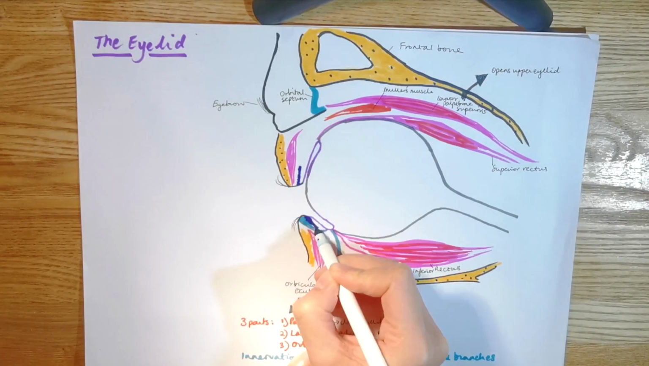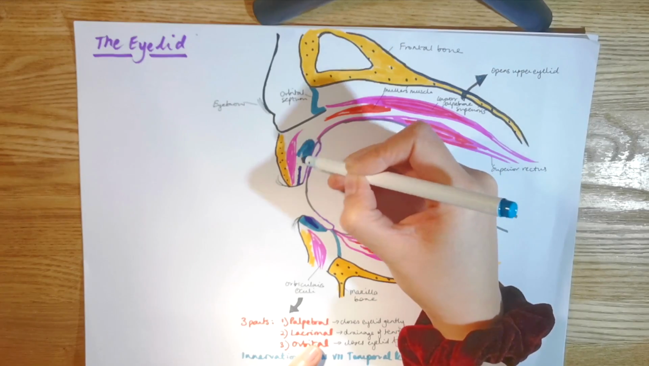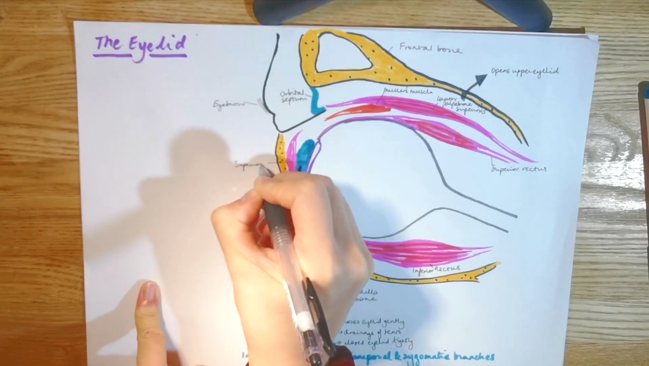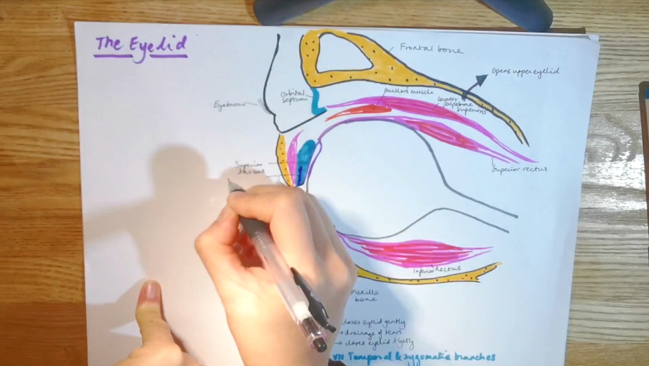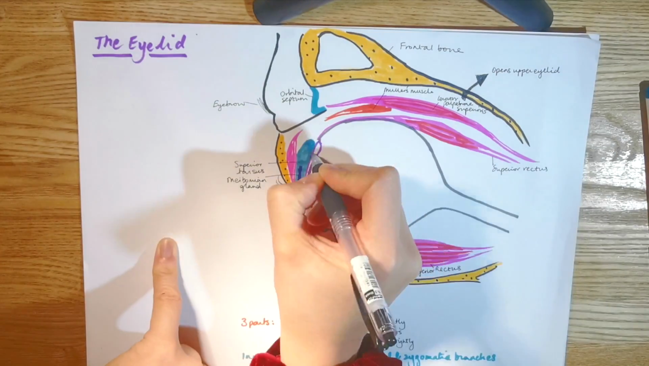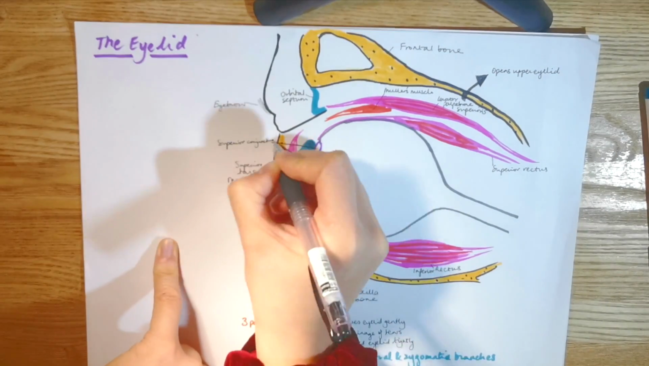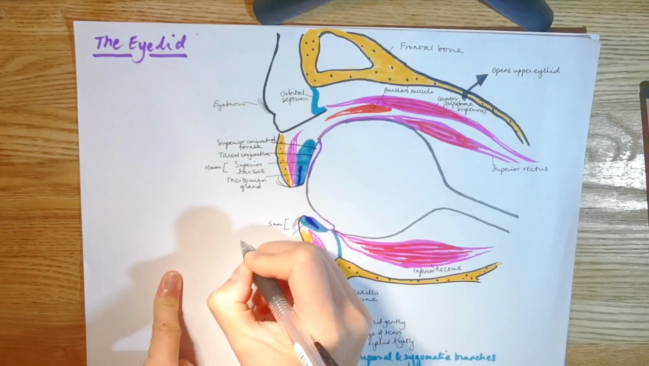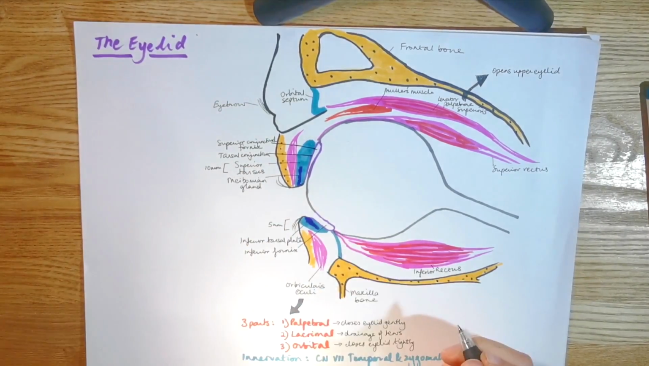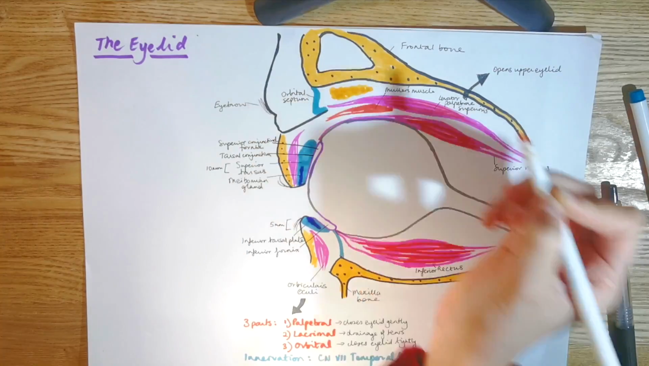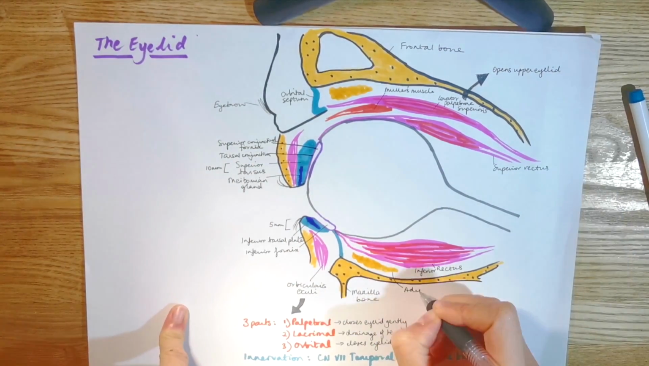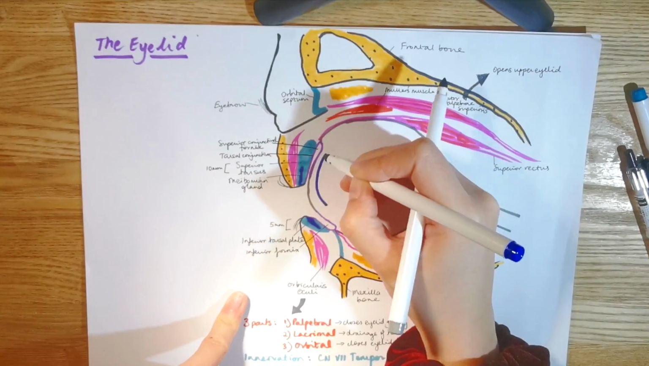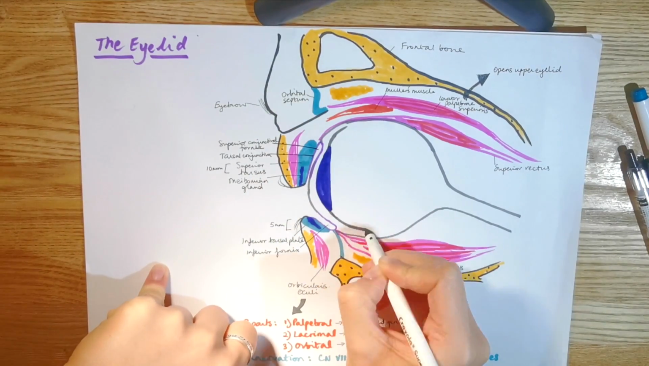And now behind the orbicularis oculi are the superior and inferior tarsal plates. These are dense fibrous tissues which contain the meibomian glands, which are sebaceous glands. And we'll come back to that when we're talking about styes. And here is conjunctiva, and tarsal conjunctiva is also called palpebral conjunctiva. So these are the structures that make up what we call the eyelid.